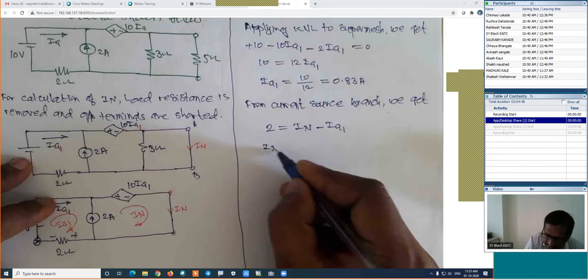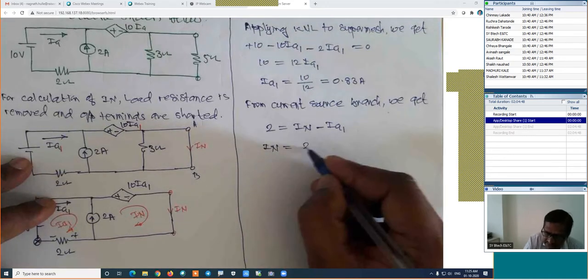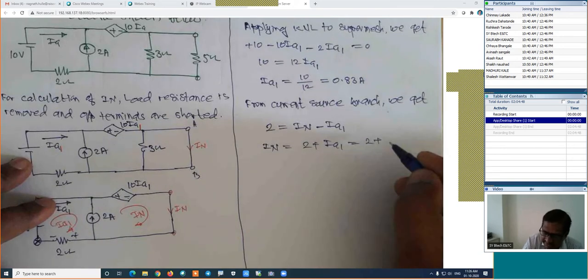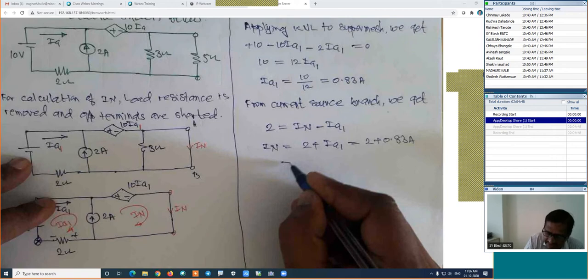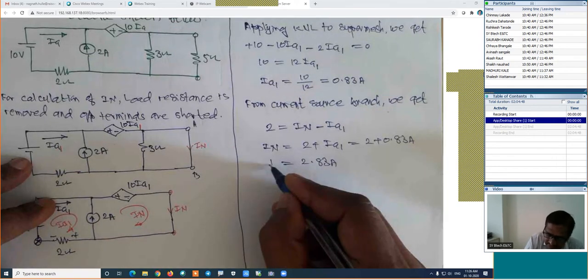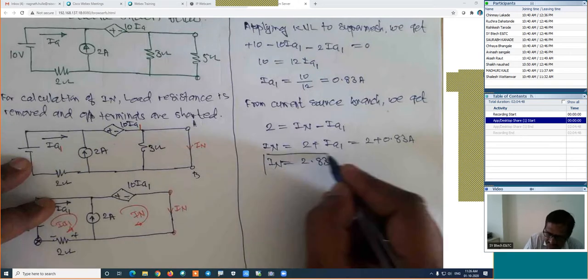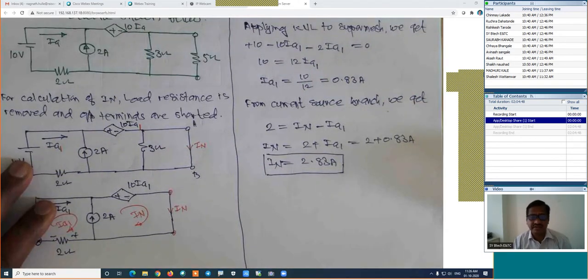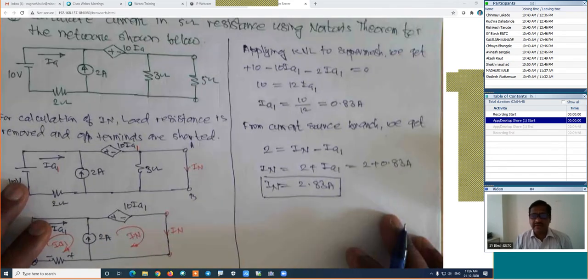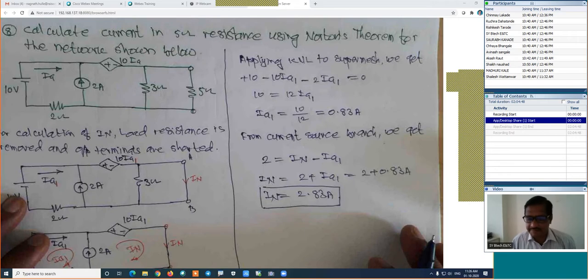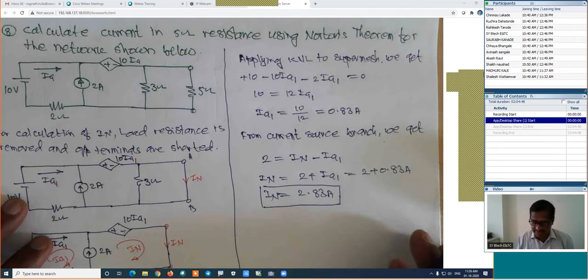Therefore, this IN is equal to 2 plus IA1, which is equal to 2 plus 0.83 amperes. This IN is 2.83 amperes, the value of the Norton's current. Always we have to take its modulus value, that is positive value. Is it right? So here we have calculated the value of the Norton's current.